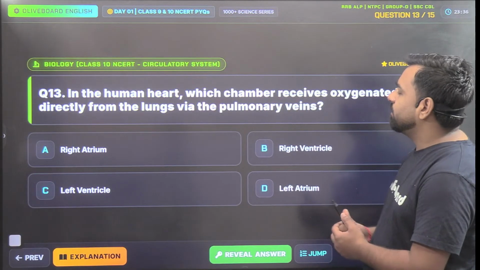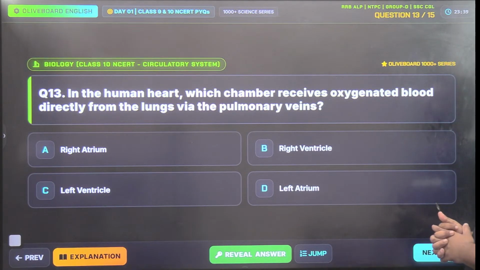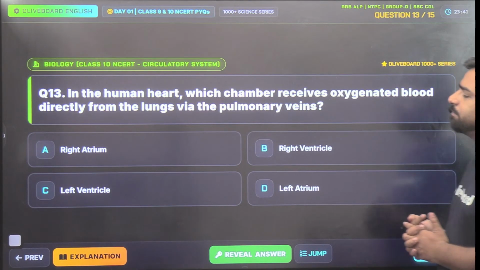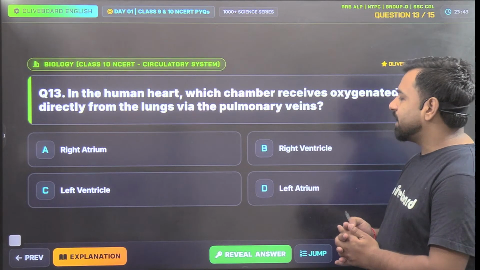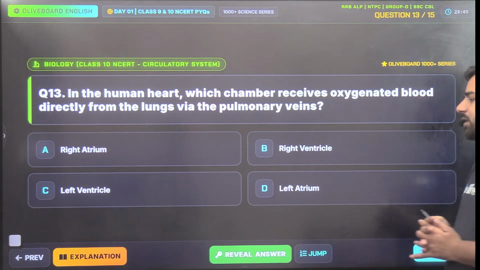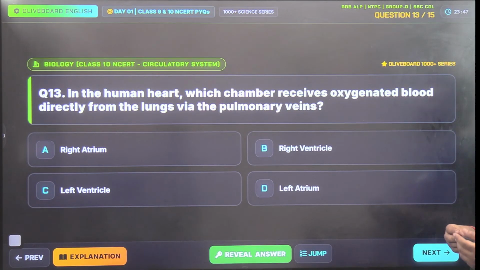In the human heart, which chamber receives oxygenated blood directly from the lungs via pulmonary veins? Is it right atrium, right ventricle, or left atrium? So what do you think should be the correct answer?